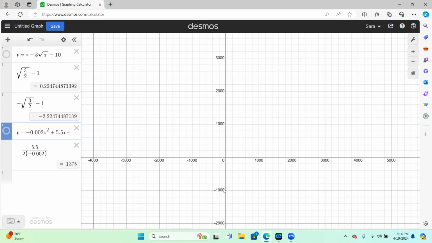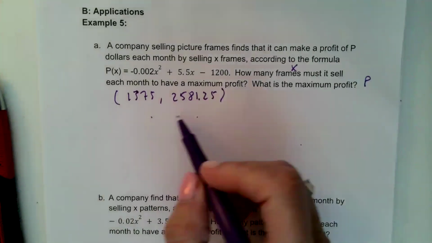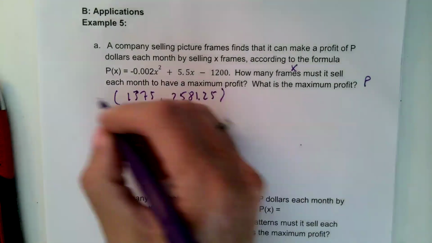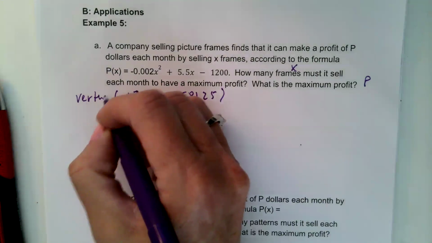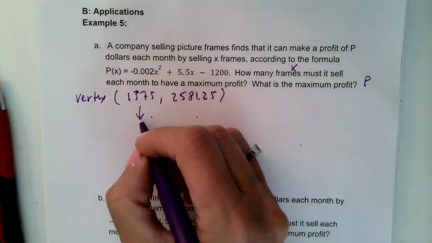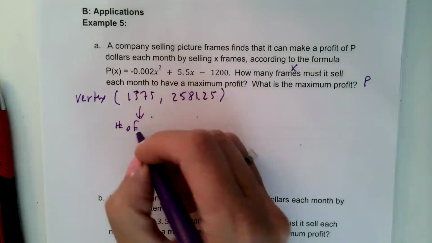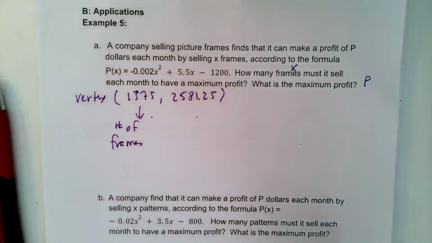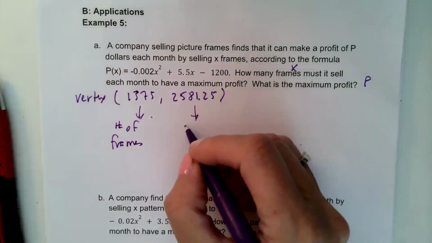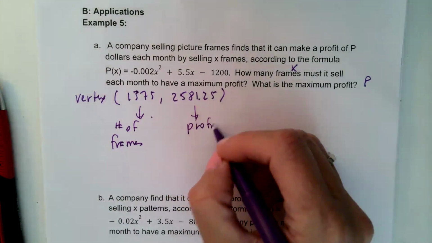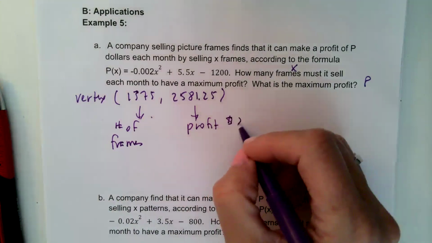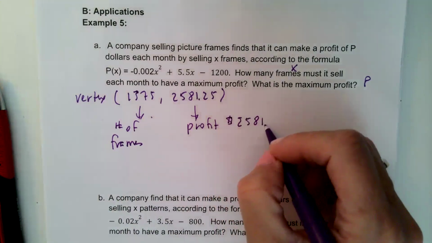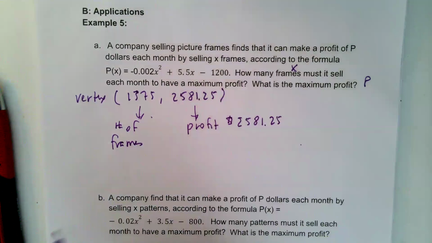So let's go back to our paper here. And I wrote down my vertex. So this is my vertex. And so it looks like that's the number of frames, X, that they could sell. And then this would be their profit, $2,581.25 for the month.